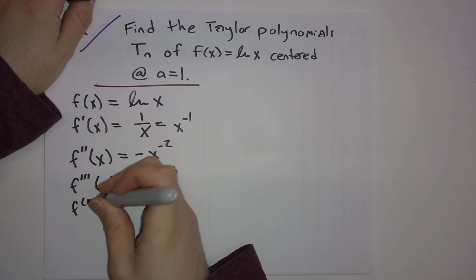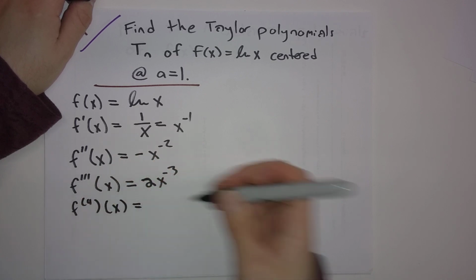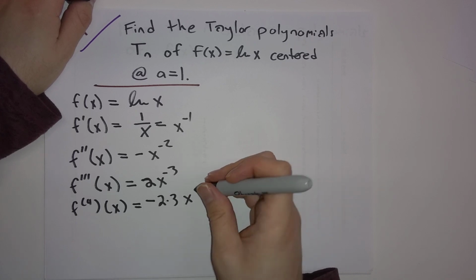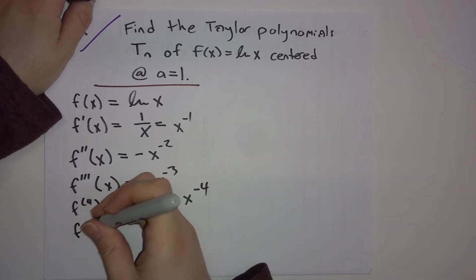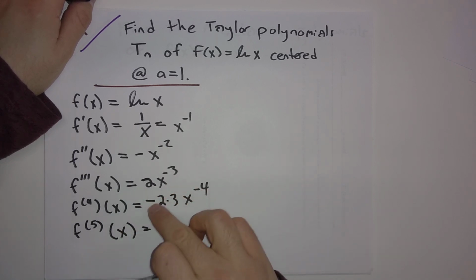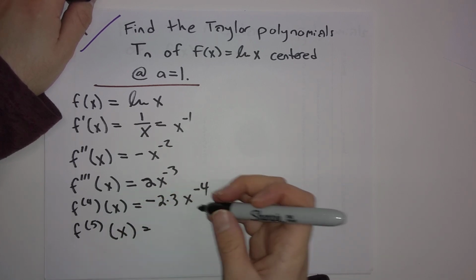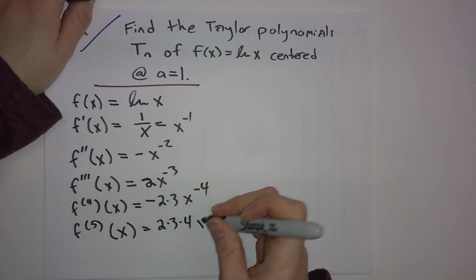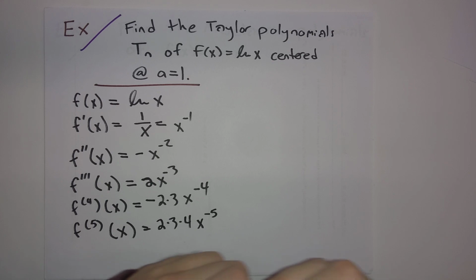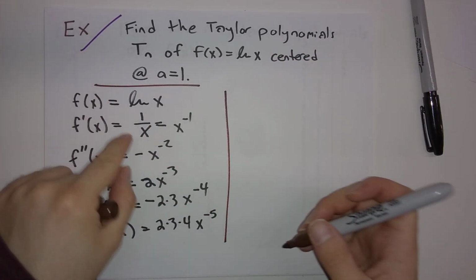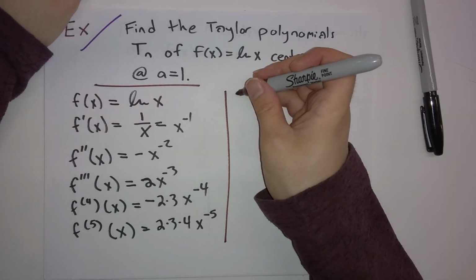The fourth derivative is minus 2 times 3 times x to the minus 4. The fifth derivative is minus 2 times 3 times minus 4. So those minus signs are going to cancel, and I have 2 times 3 times 4, x to the minus 5. This is a lot of derivatives. Let's go ahead and evaluate them at a equal to 1.